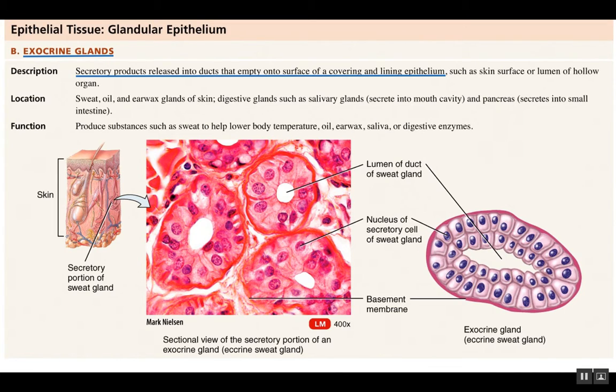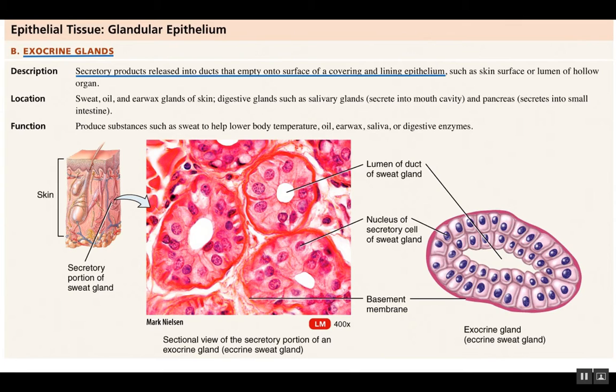Exocrine glands are a little different. They do not produce hormones. So I would write down, do not produce hormones. Instead, they produce some sort of secretion or product. It could be sweat. It could be saliva. It could be oil that goes and coats your skin. It could be digestive enzymes. So it's some other material or product that has to be delivered to some sort of a surface or some sort of a cavity.